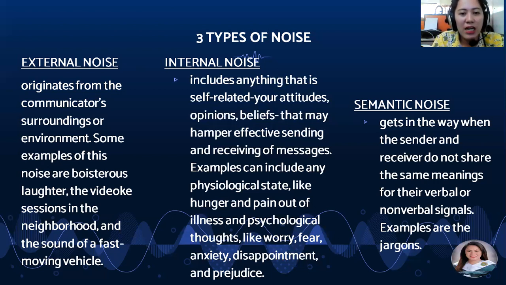So if you are communicating with a person who does not share the same meaning with you, there is a tendency that your communication will be hampered. And that impediment is called a semantic noise. Do not confuse semantic noise with internal noise and external noise. External is something you can see or hear in your surroundings, while internal is something that you can feel inside you or inside the person you are communicating with. And semantic noise is in the language or in the meanings of your language.